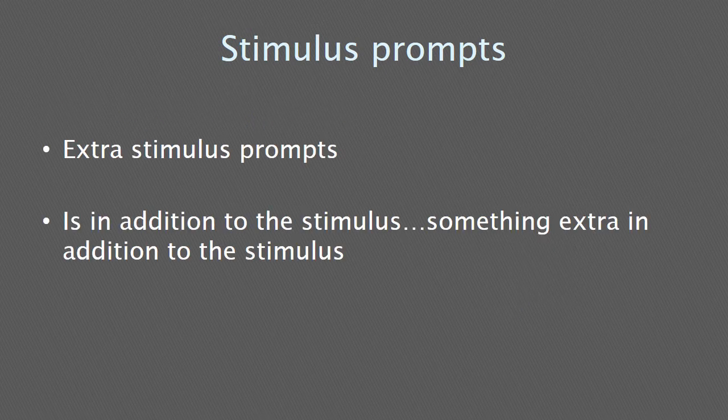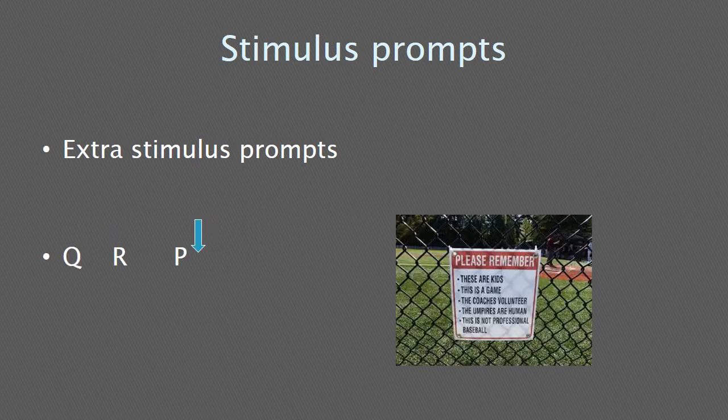You contrast this with an extra stimulus prompt. This is something that's in addition to the stimulus. It's something extra that's added. Here's a couple of examples of extra stimulus prompts. So in that earlier example about the QRP, now I'm going to add an arrow. Instead of changing something about the stimulus, I'm just going to have something that's extra in addition to it. The arrow is an extra stimulus prompt.